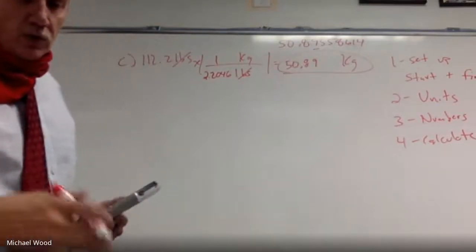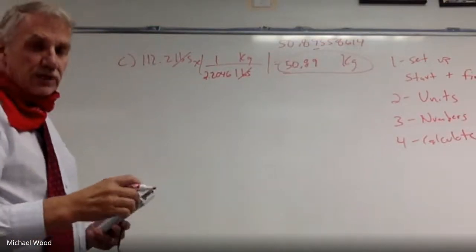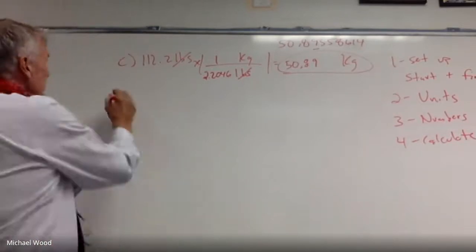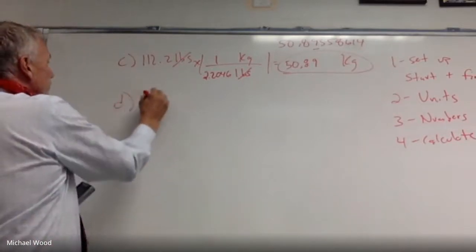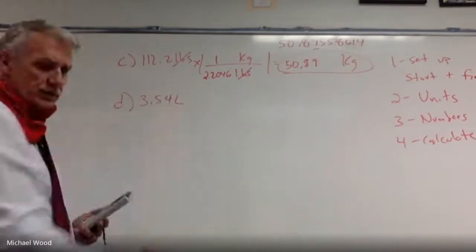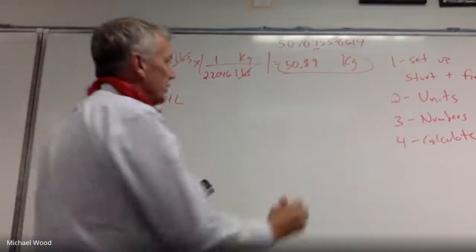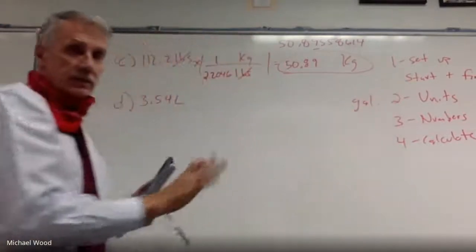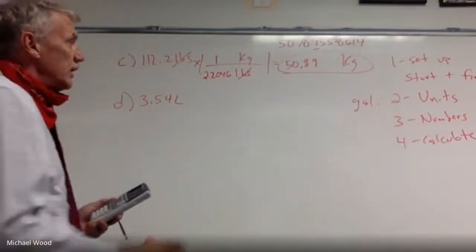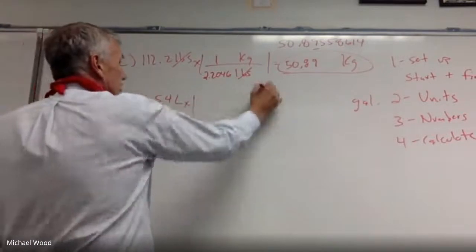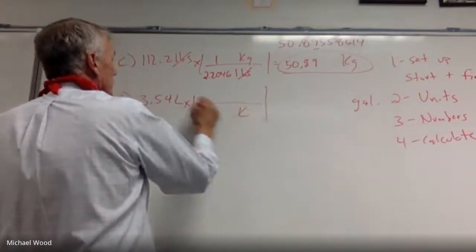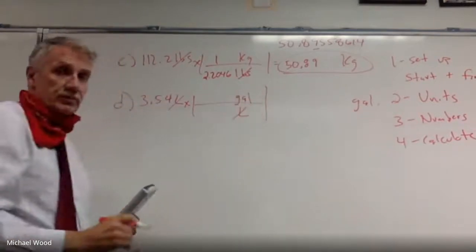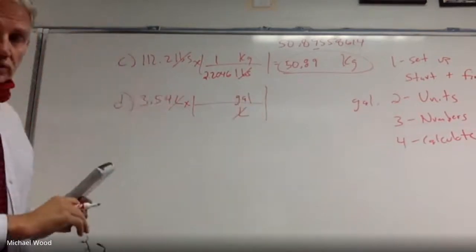Okay, let me do one more, and then I'll let you guys try E through H. We'll check those in our next class. So D, what I start with is 3.54 liters, and I want to go to gallons. So there's my setup. Okay, now the units, so because I start with liters, I want liters on the bottom, and since I end with gallons, I want gallons on top. So I did the setup, then the units.